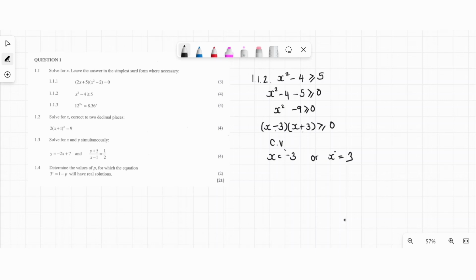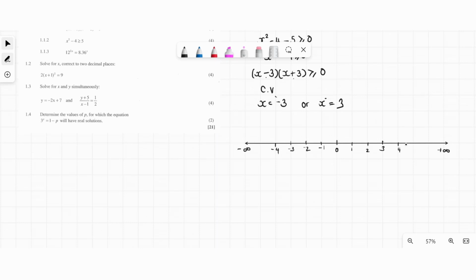Then what you're going to do is draw a number line. After drawing a number line, you're going to plot the 2 points. The first one is -3, so it's going to be here. It's a closed circle because it's greater than or equal to. And another one is 3, which is going to be here. Right? Then you're going to draw dotted lines going down like this, just to indicate where the critical values are.